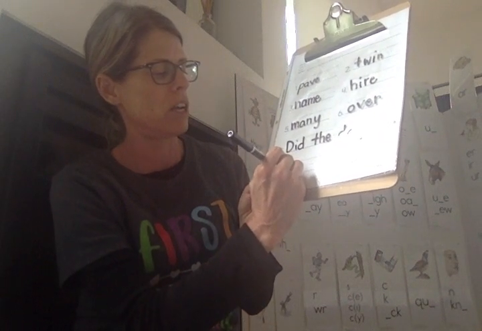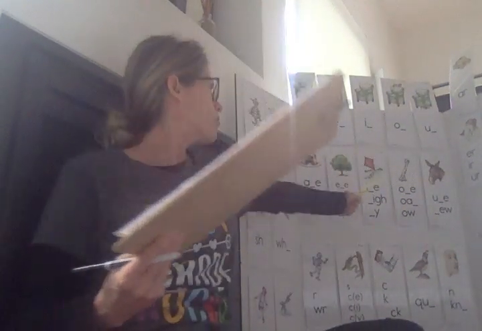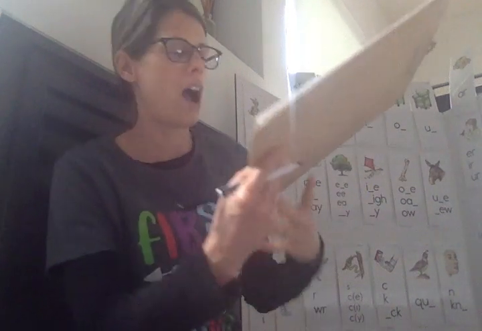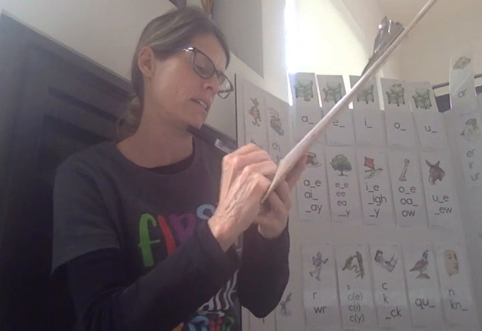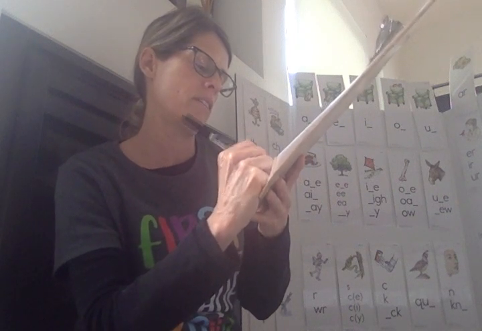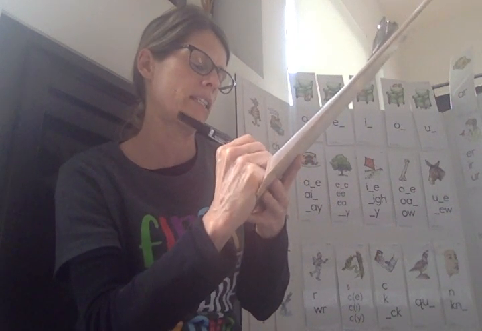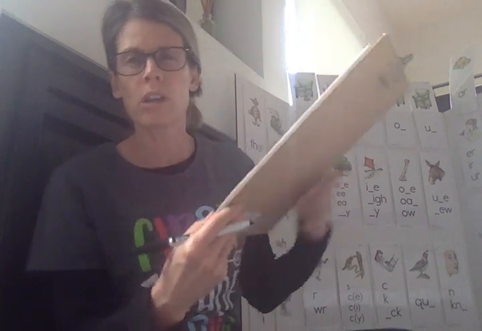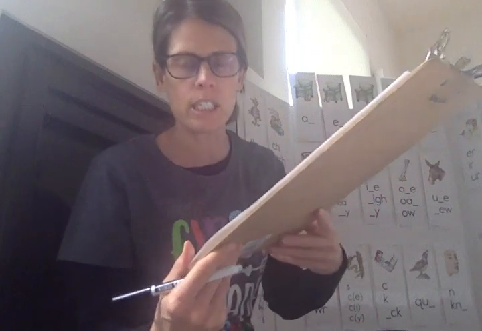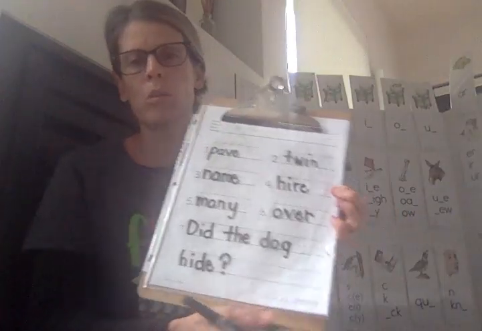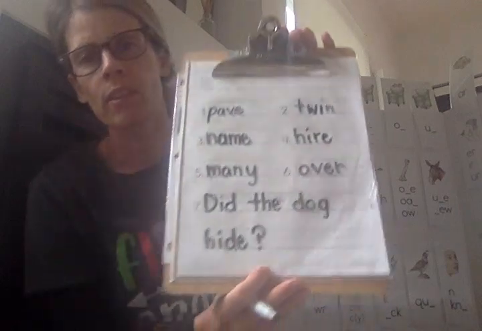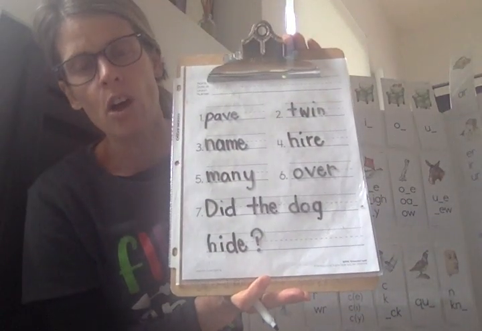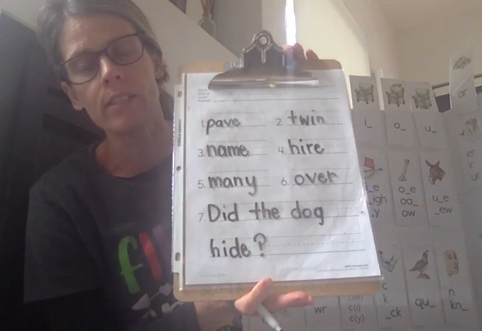H, I. Our first spelling, the long vowel I sound right here, hide. And then we know we need that silent E at the end. With our end punctuation, this is an asking sentence, boys and girls. Did the dog hide? So we're going to put a question mark for our end punctuation here. Did the dog hide?